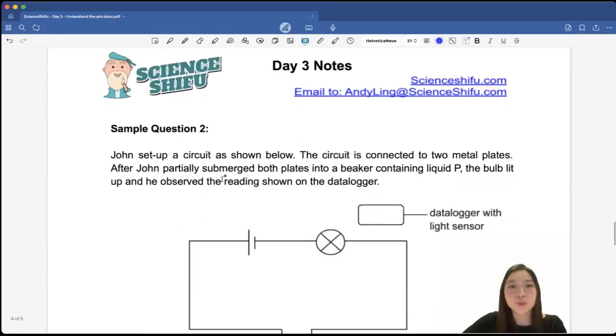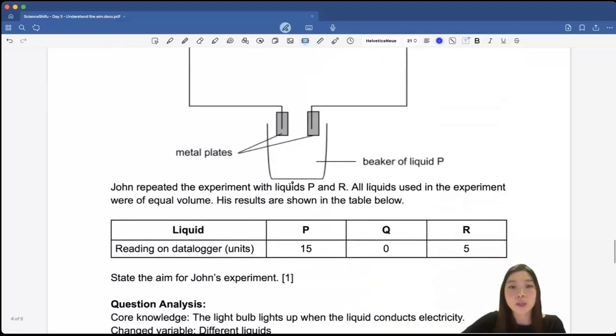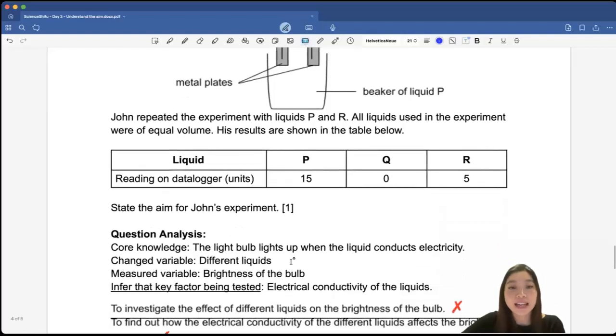Sample question 2. A circuit is connected to 2 metal plates after John partially submerges both plates into a beaker containing liquid P. The bulb lit up and he observed the reading shown on the data logger. He repeated the experiment with liquids Q and R. So he's using different liquids. Now we have our change variable. All liquids used in the experiment were of equal volume. His results are shown in the table below. So now let's analyze the question together.